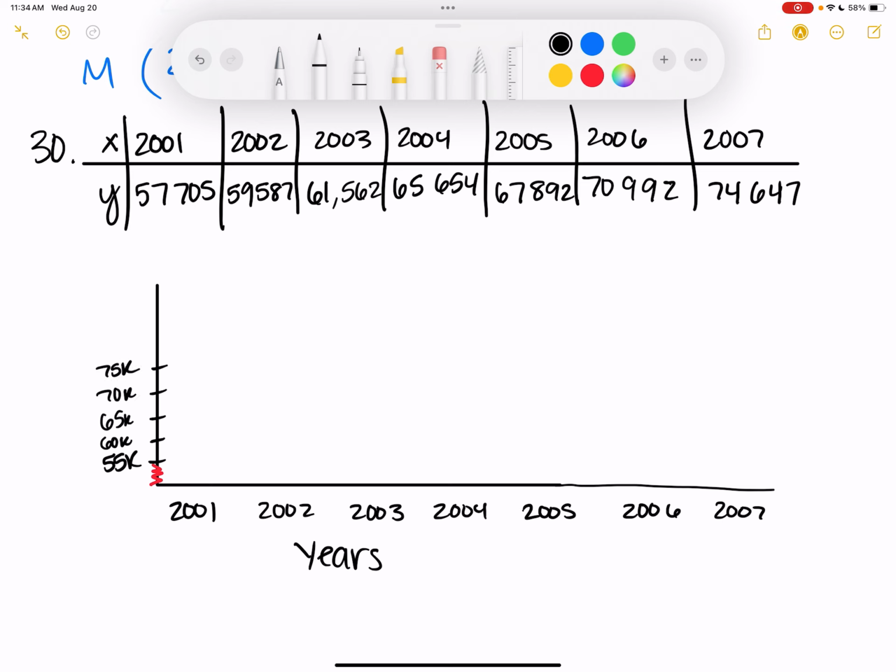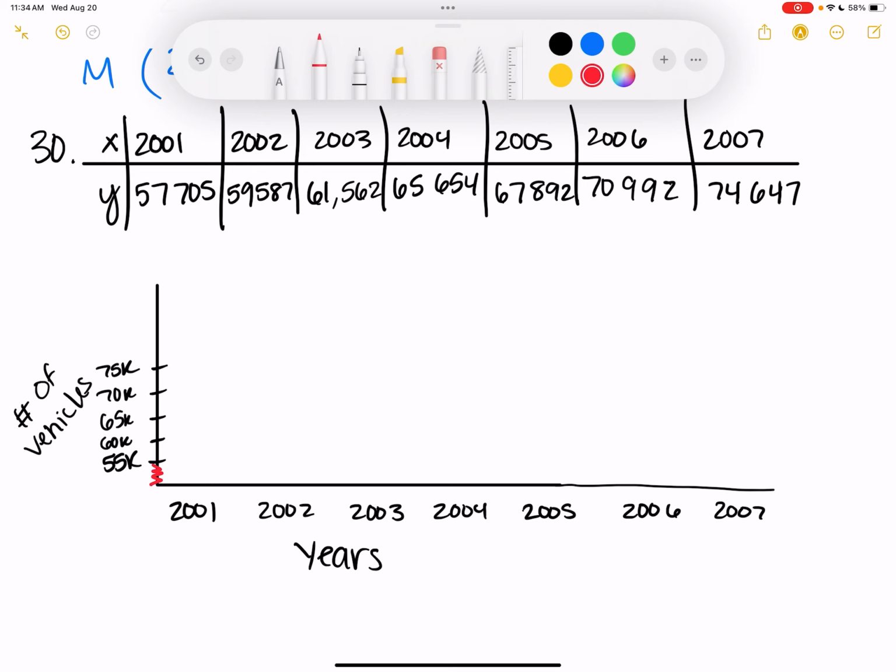And then we want to make sure we put labels. So this is the number of vehicles made in that year. And then we're literally just plotting these points to make our scatter plot. Normally scatter plots have a lot more numbers on them than these, but these are just kind of basic.